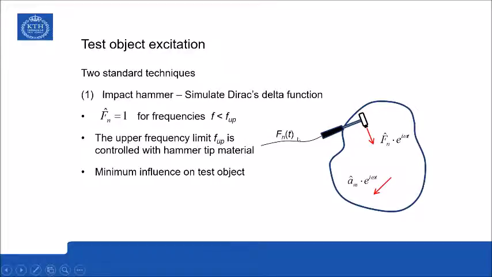Another advantage with the impact hammer is that the influence on the test object is minimal, because the hammer is in contact with the test object only for a very, very short time, the impact time. And that's something that is worth striving for. It's also very simple to use, and that means that it's quick to measure with. We get quick measurements. So, to conclude, I would say that this impact hammer is the first choice. If it's possible to get good measurements with the impact hammer, then you should choose it.